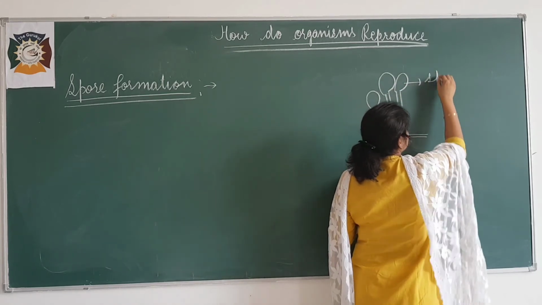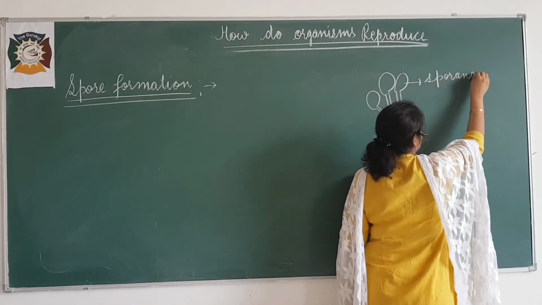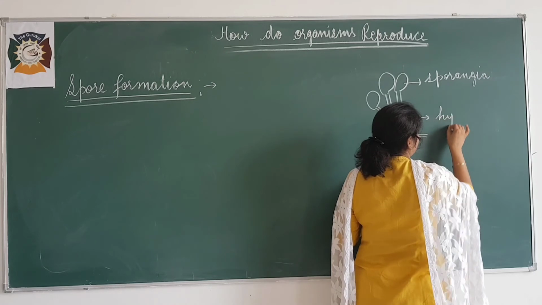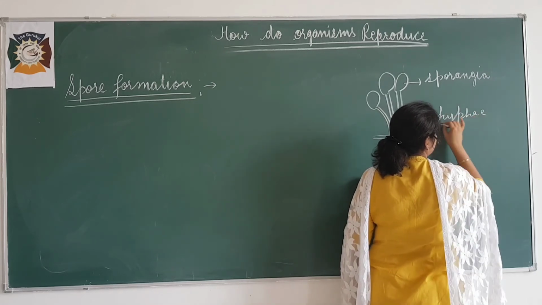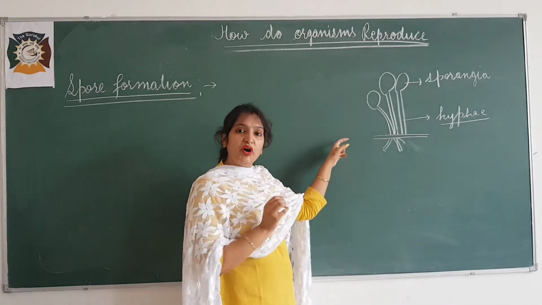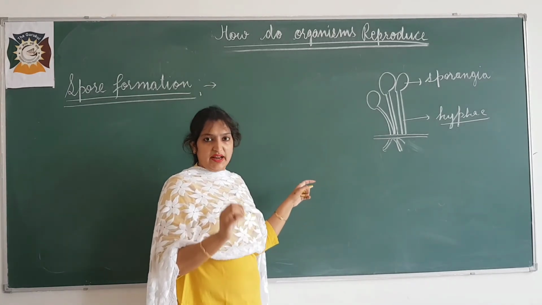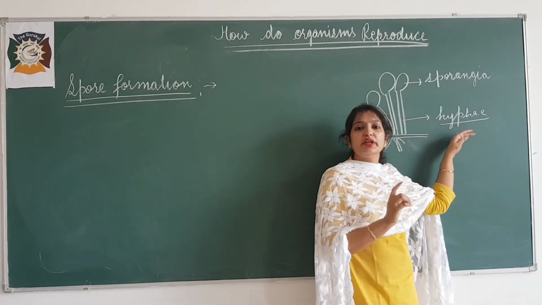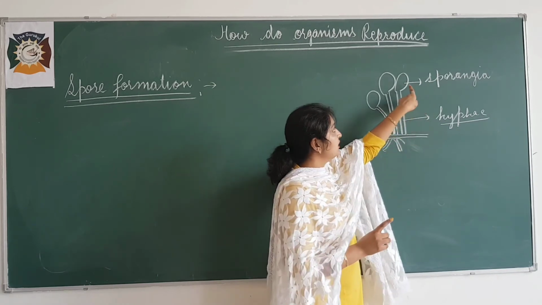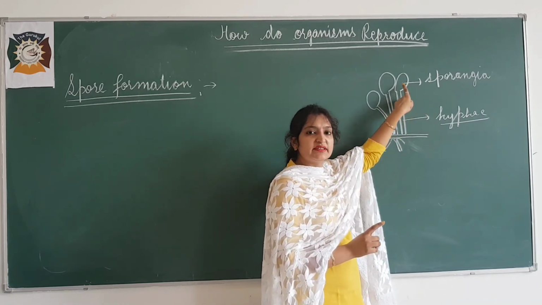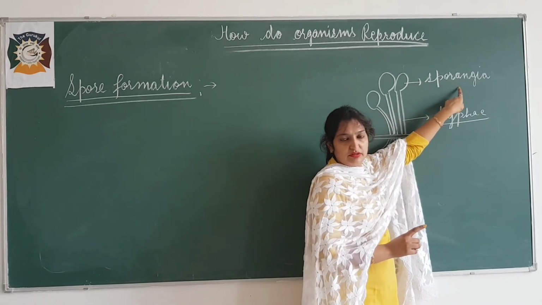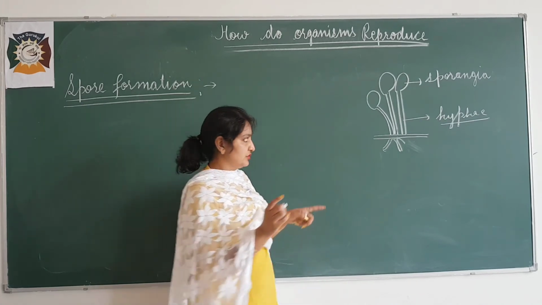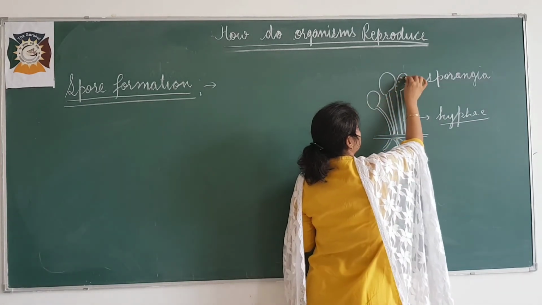That is known as sporangia, and that thread-like structure is known as hyphae. Is it clear beta? In moist bread, white color thread arises, that is known as hyphae. Hyphae is not a reproductive organ. At the tip of hyphae, a blob-like structure, that is known as sporangia. Inside the sporangia, cells and spores are produced and formed. इनके बीच में क्या होते हैं? Spores.